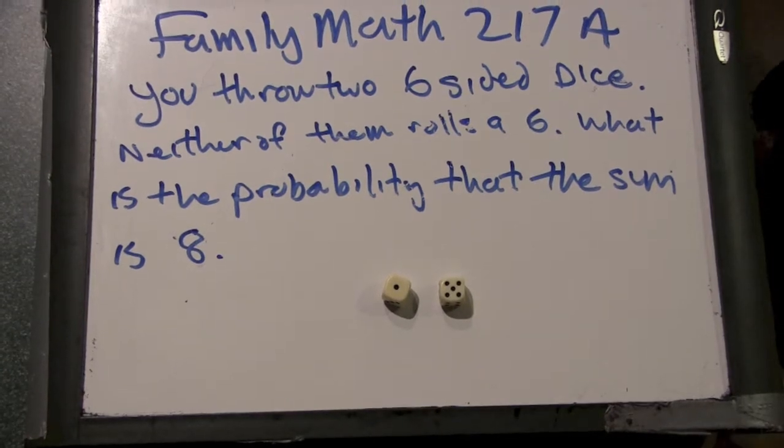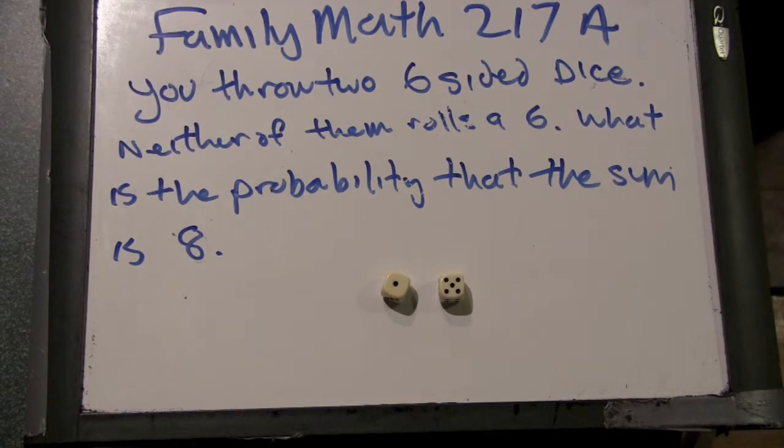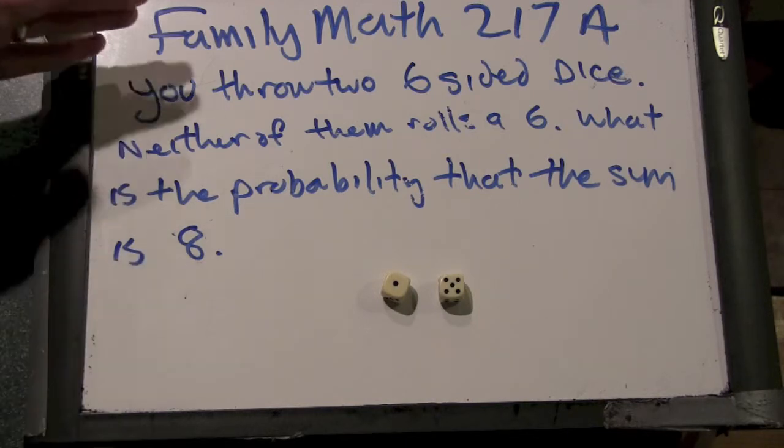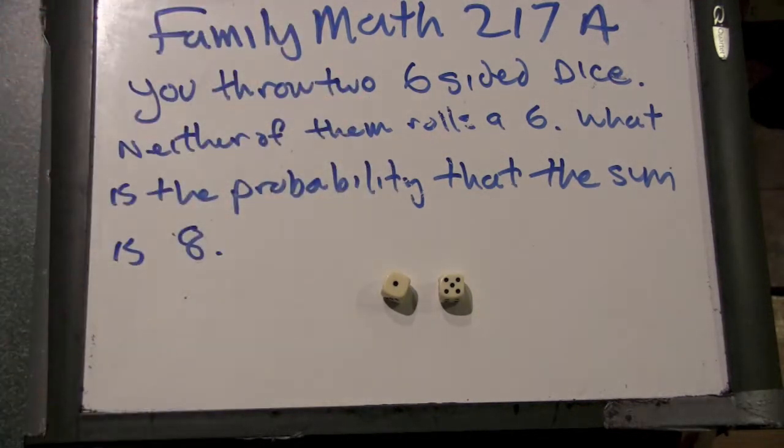Cool. Pretty funny. But today we're going to talk about two basic questions in what's called conditional probability. I was just reading a book last night and I saw a couple of fun conditional probability questions. Here's this one. You throw two six-sided dice. Neither of them rolls a 6. What is the probability that the sum is 8? So we have a condition that we didn't roll a 6, and we're going to try to figure out the probability that you get an 8.